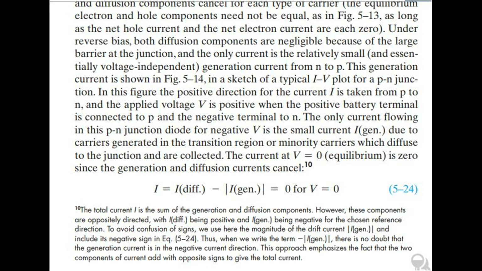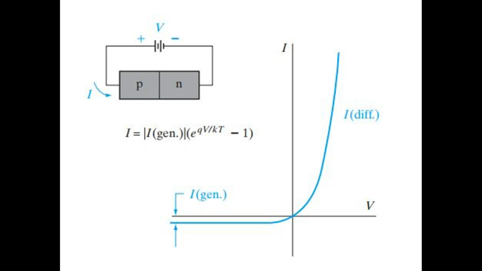However, these components are oppositely directed, with I_diff being positive and I_gen being negative for the chosen reference direction. To avoid confusion of signs, we use here the magnitude of the drift current I_gen, and include its negative sign in Eq. 5.24. Thus, when we write the term I_gen, there is no doubt that the generation current is in the negative current direction. This approach emphasizes the fact that the two components of current add with opposite signs to give the total current.